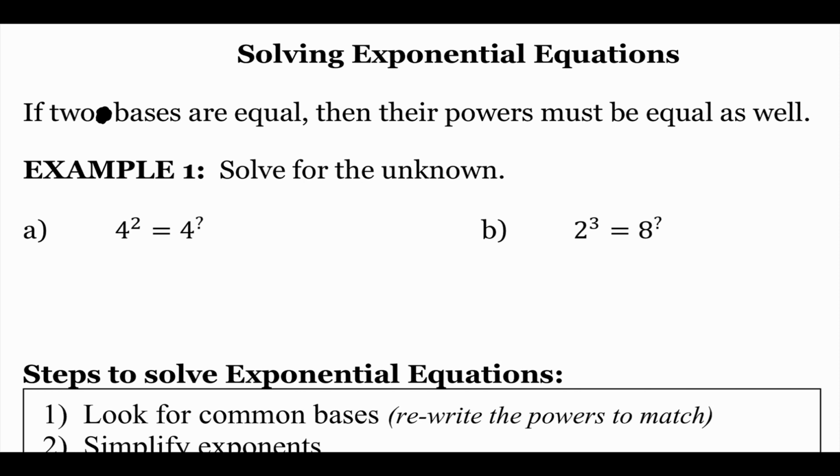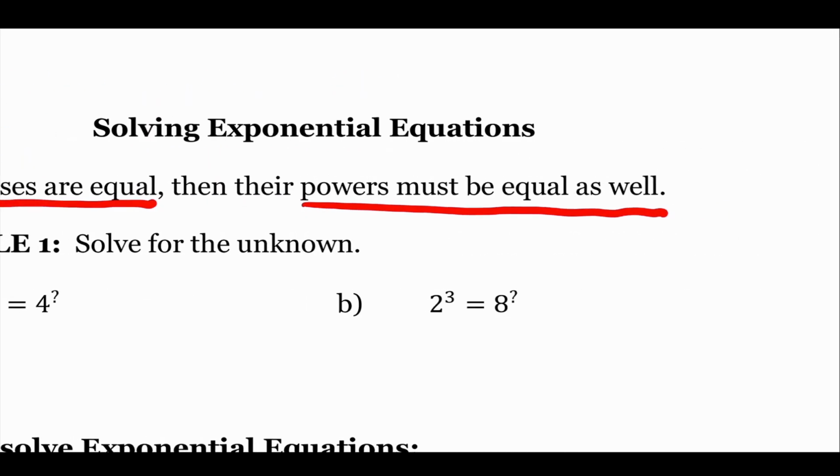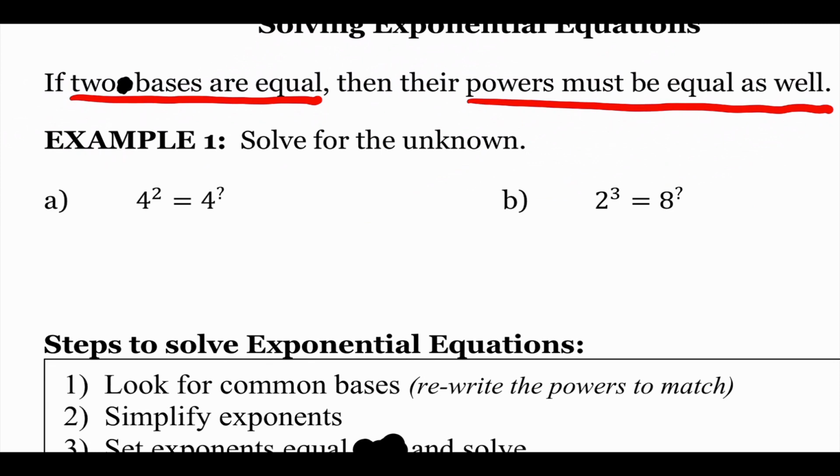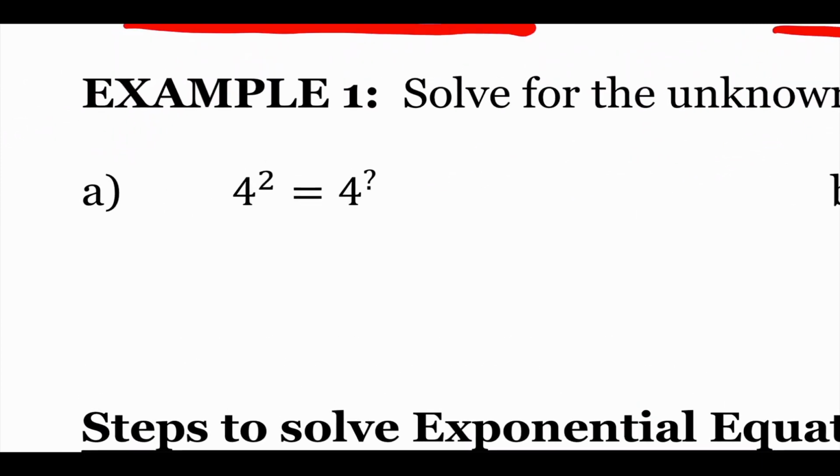So for today, the big idea is this: if two bases are the same, then their powers have to be the same as well. The base is the big number, and the exponent is the little guy in the sky. So if you have two bases that are the same, the exponent has to be the same as well.